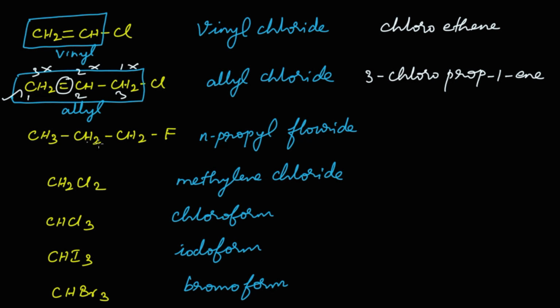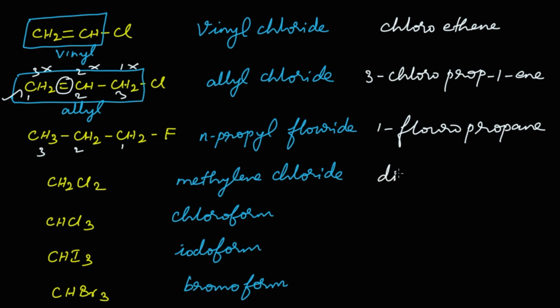Come on, let's learn the IUPAC name for this structure, which is known as n-propyl fluoride. Very simple. First carbon, second carbon, third carbon. To the first carbon fluorine is attached. So 1-fluoro, three carbons are there, so prop, there is no other functional group except single bond, so 1-fluoropropane. And now let's name methylene chloride. Here two chlorines are present in the methane. This is methane, CH4. Instead of two hydrogen, two chlorines are present.